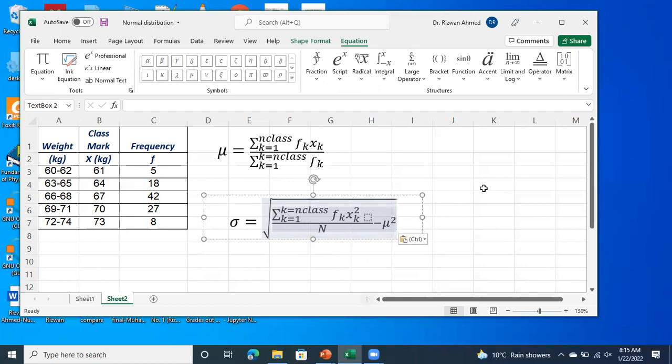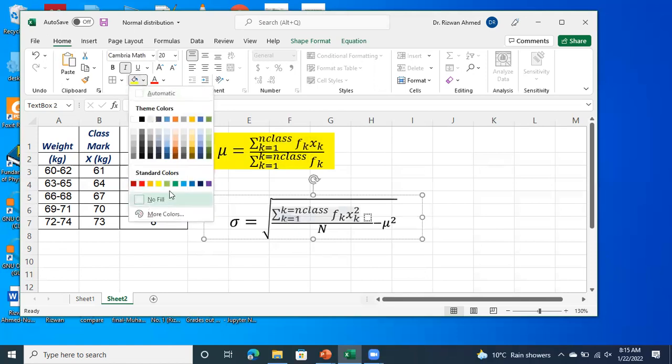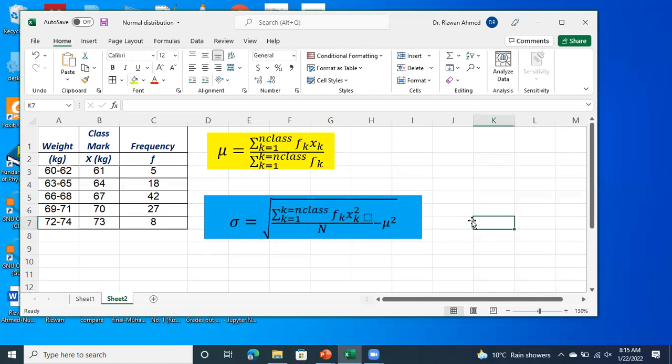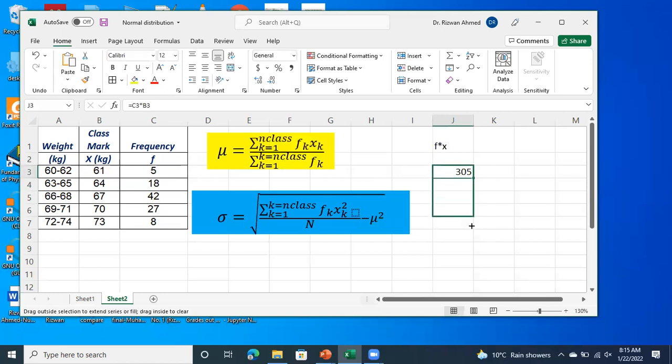So now I will implement this calculation to come up with the parameters. This expression would be used in the calculation of mu and sigma. So for that very purpose, I compute here f times x. So this is equal to the value of f times the value of x mark. And similarly, I will do these calculations for all the cells.